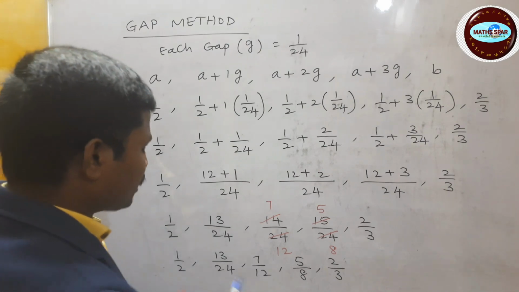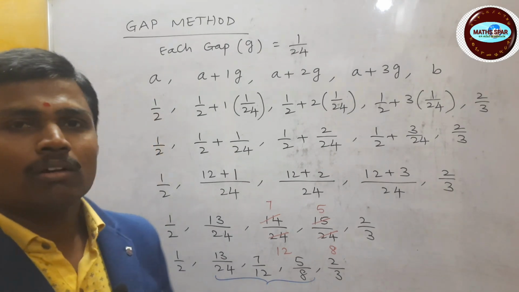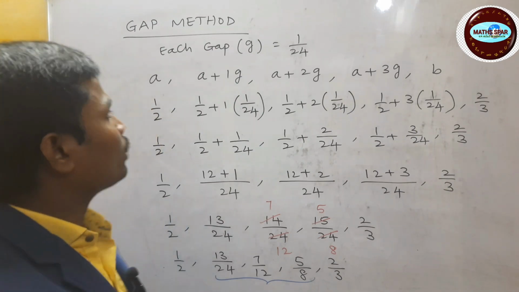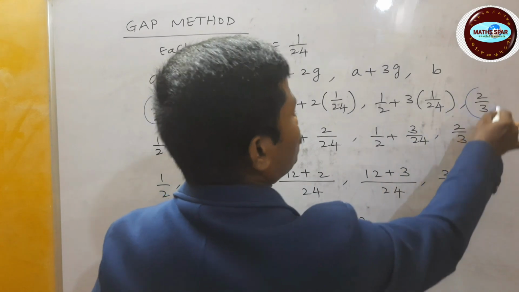Now these are the three rational numbers which we found between the two given rational numbers, that are half and 2 by 3.